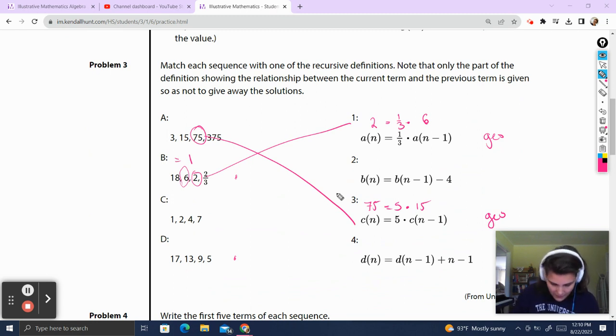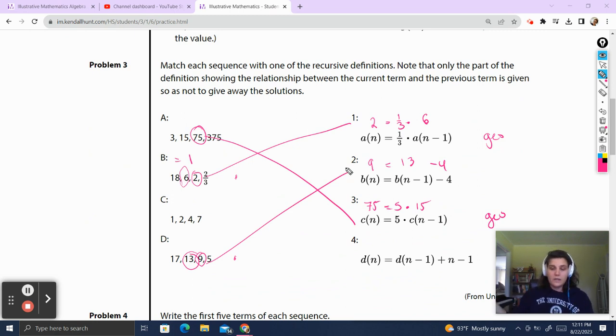Now we've got to figure out these two. This one's going to be minusing 4. This is adding n minus 1, which is the place value of the previous term. So let's quickly do this one before we jump into this one. This is going to be minusing 4. I see that this one is minusing 4 from each term. I'm going to check a term and the previous term, so the term should equal the previous term minus 4. That checks out. I've matched it.